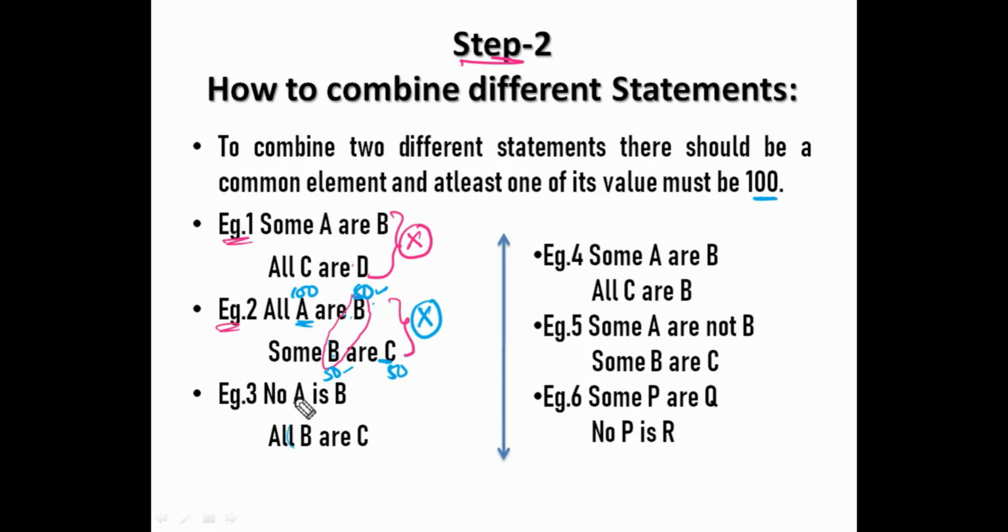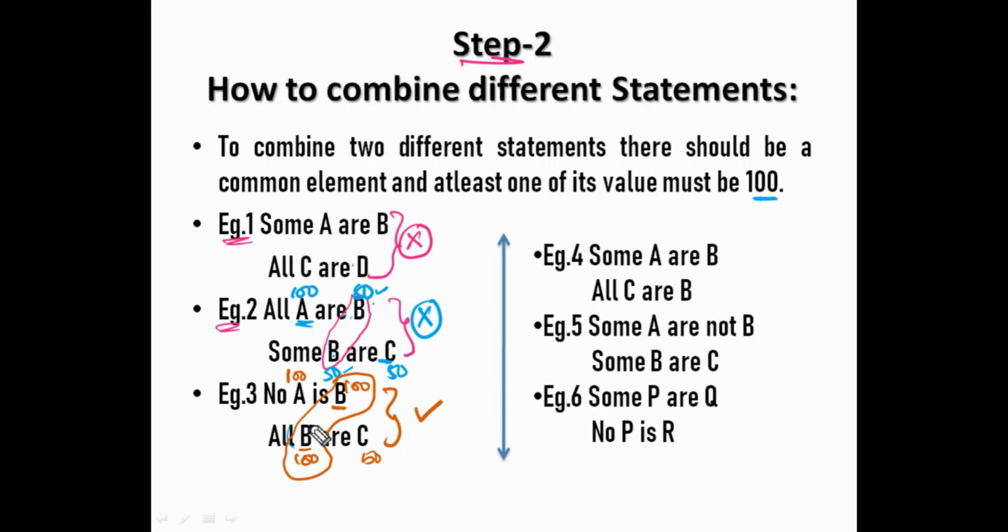Is there any common element? Yes, B is the common element. What are the values? For no, 100 and 100. For all, 150. What is the common element? B. So B is 100 in both the statements. Both 100 also okay. So we can conclude these two statements. We can combine these two statements.